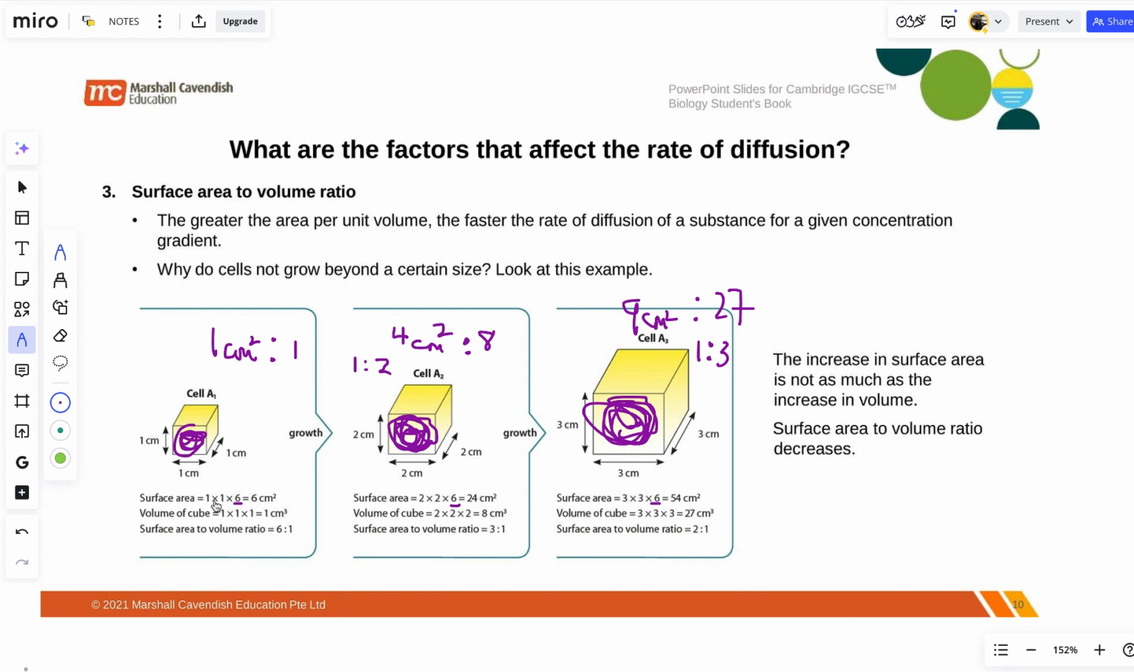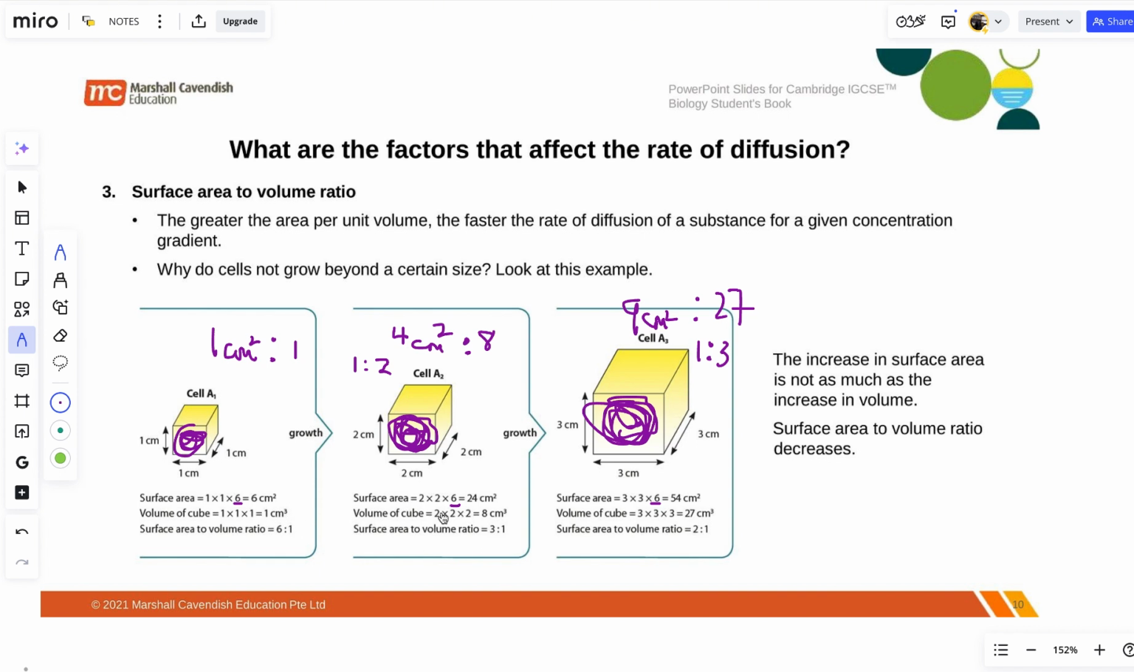So here the area of this one is 1 times 1, which is 1. Then, because there are 6 surfaces on this cube, you multiply by 6, you get 6 centimeters squared. For this one, you get 2 times 2, you get 4. 4 times 6, we get 24 centimeters squared. Then, this one, 3 times 3 is 9. 9 times 6, we get 54 centimeters squared. Now, what's the volume of the cube? Volume is 27 for this one. 3 times 3 times 3, 27.